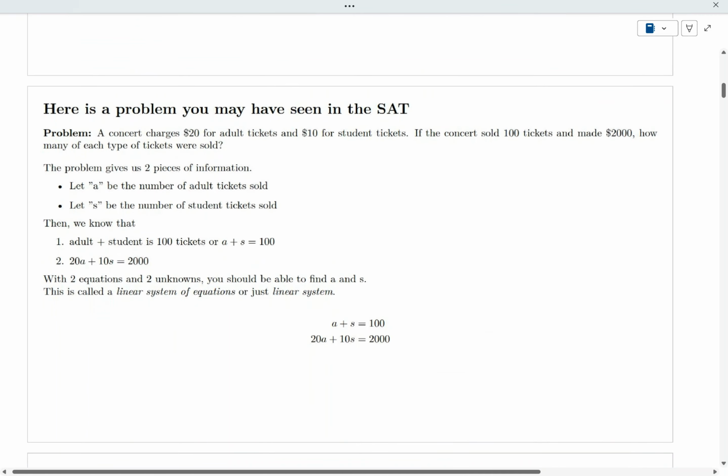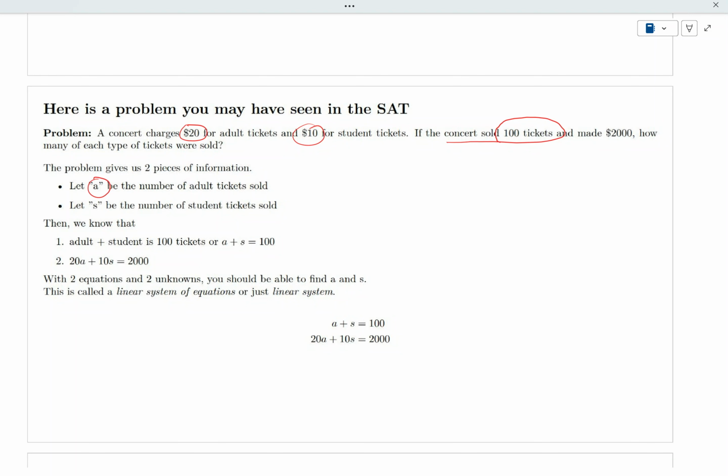So a concert charges $20 for adult and $10 for student. It tells us that the concert sold 100 tickets. That means that if we let A be the number of tickets sold for adults and S for the number of tickets for students, right? So we have the adults sold a certain amount and the students sold a certain amount of tickets.